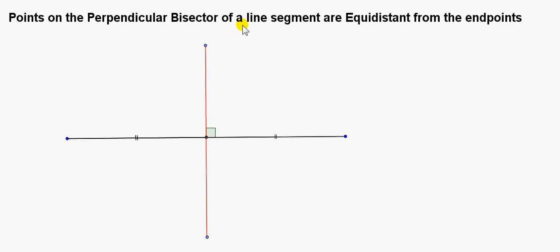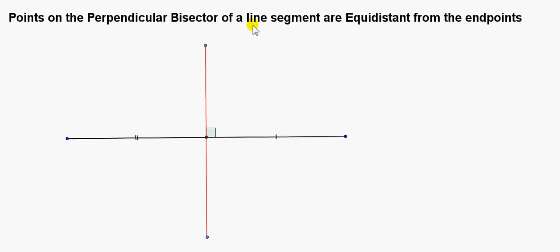Points on the perpendicular bisector of a line segment are equidistant from the endpoints of the line segment. So here's a line segment. Here's the perpendicular bisector. This line is perpendicular to the line segment and it cuts it in two, bisects it. So that's what the ticks indicate. We have two line segments formed that have equal lengths.